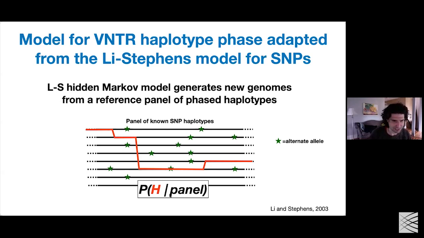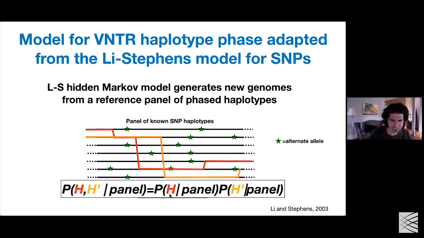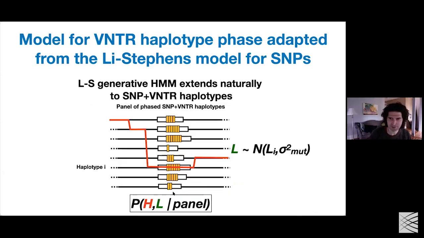Okay, so that's to generate a haploid genome. To generate a diploid genome, you simply sample two haploid genomes independently. Okay, so that's the Li-Stephens model for SNPs. How do we go to VNTRs?